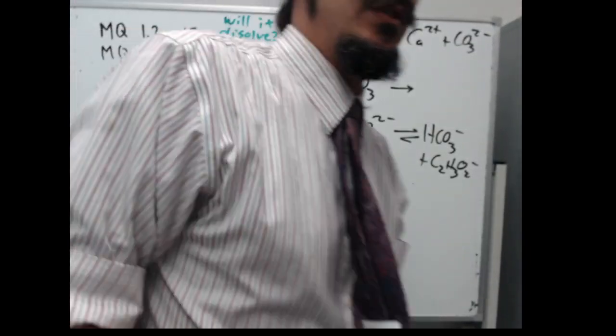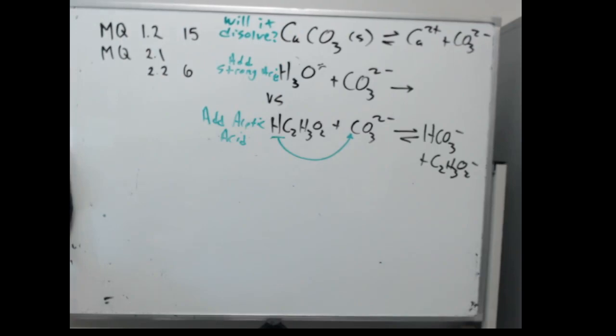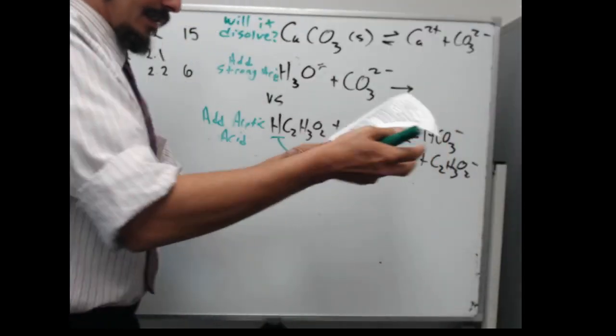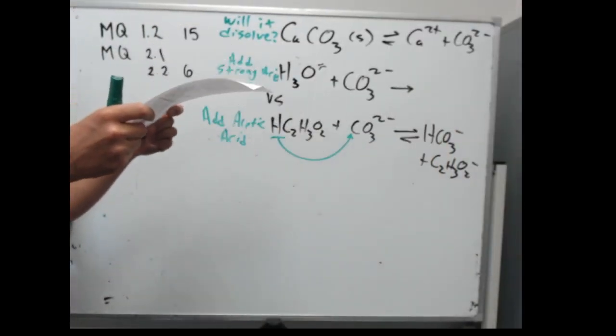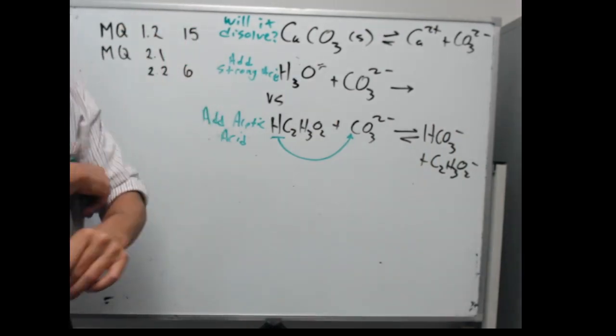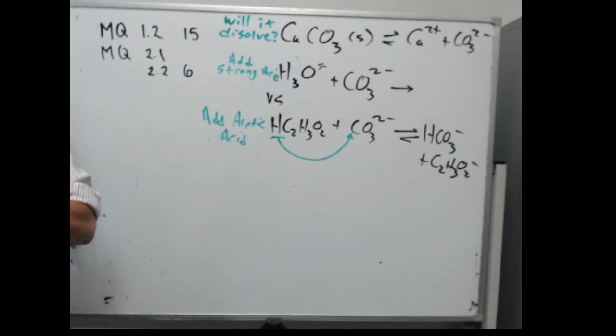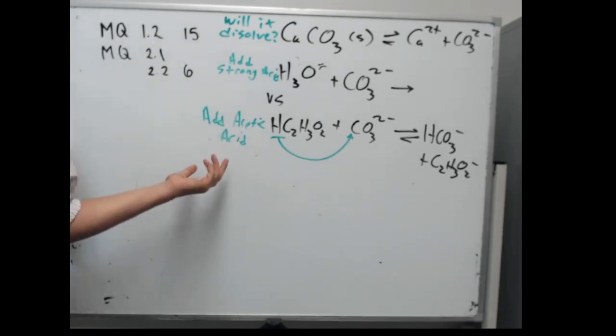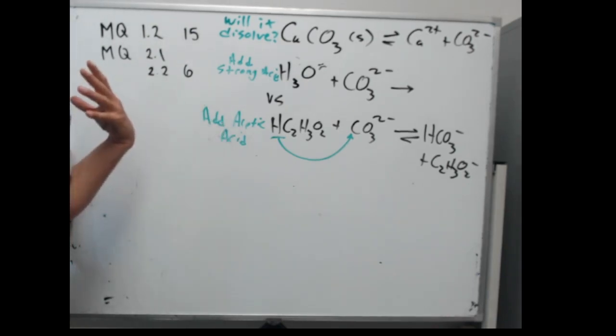I don't have an equation sheet handy, but if I grab one real quick, calcium carbonate has a Ksp of 3.3 times 10 to the minus 9. It doesn't dissolve much. So we ask, what ways can we affect the solubility of calcium carbonate? Well, we could do the common ion effect. That would make it less soluble.